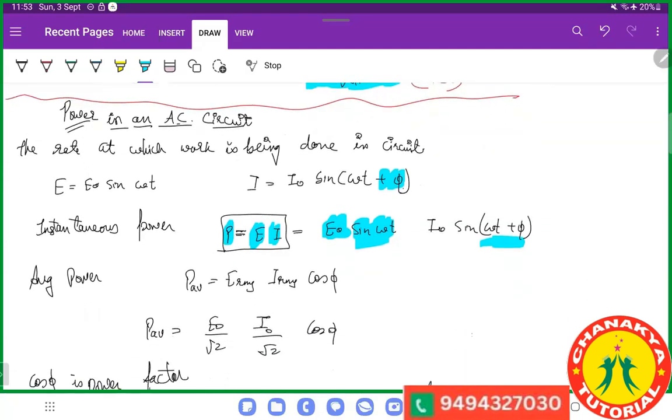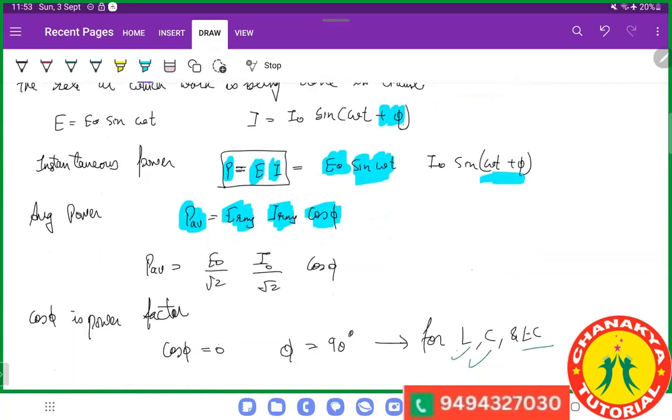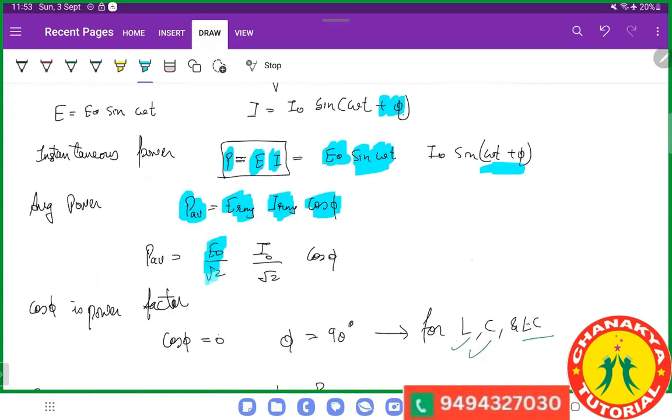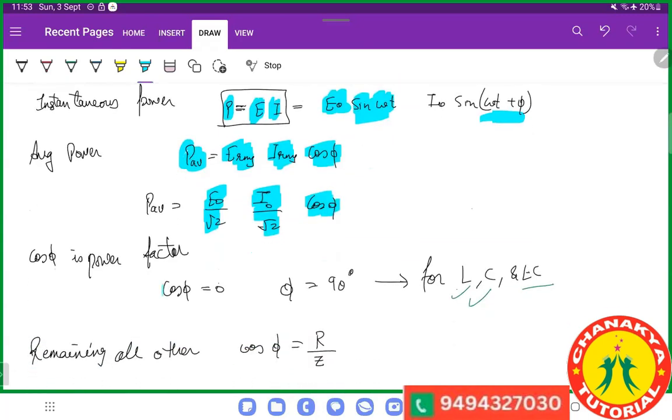So we will take average power as E_RMS I_RMS cos phi. So we can write as E naught by root 2, I naught by root 2 cos phi. So cos phi is equal to 0 when theta equals 90 degrees. That means they are perpendicular to each other.